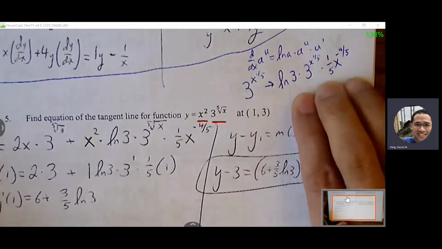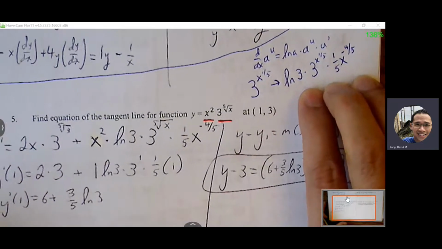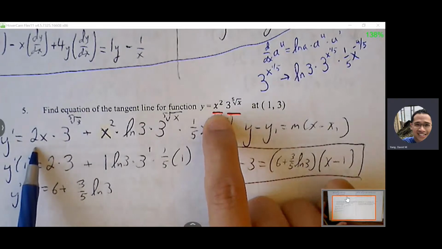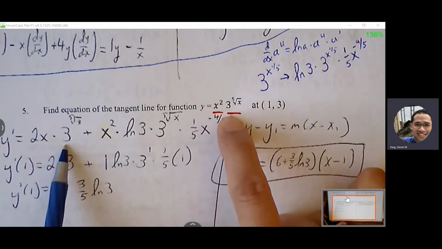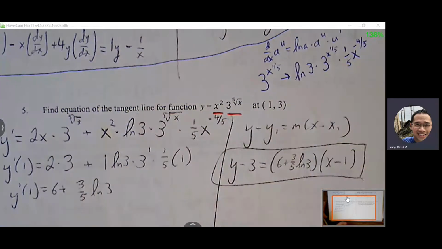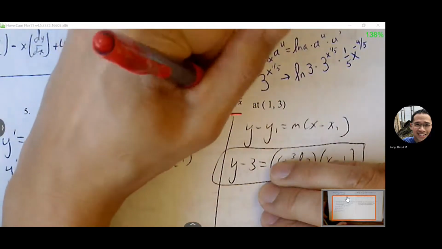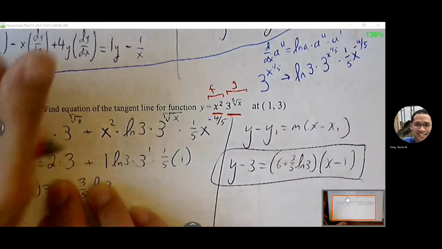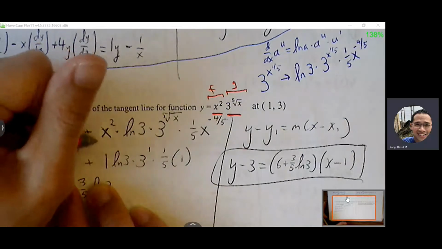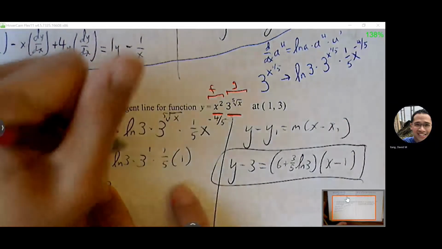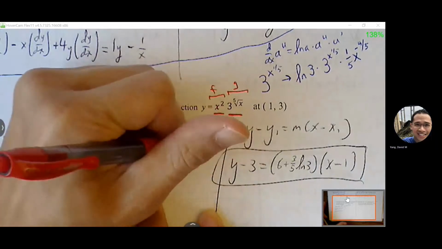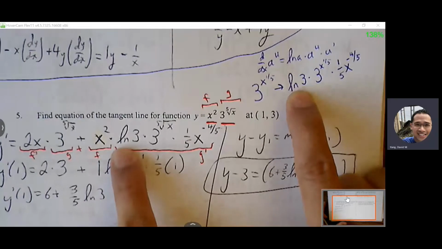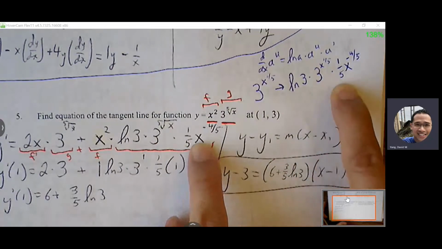So now that you see that there's a need for a to the u, let's jump into the derivative rule using product rule here. So f prime, x squared becomes 2x times g. Plus f, and then this whole mess is g prime. Okay, it's natural log of a times a to the u times u prime.